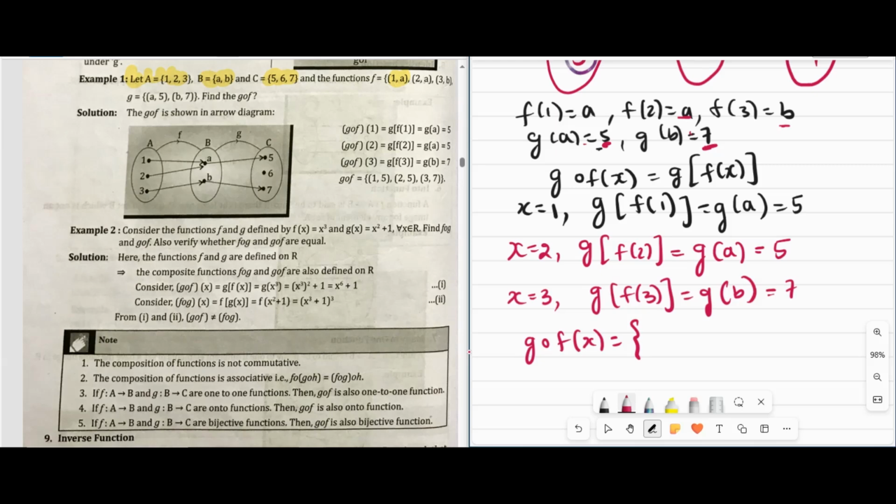if X is 1, the answer we got is 5. Then if X is 2, we got the answer as 5. If X is 3, we got the answer as 7. So this is how we find the G o F function. Okay, then you have another one.